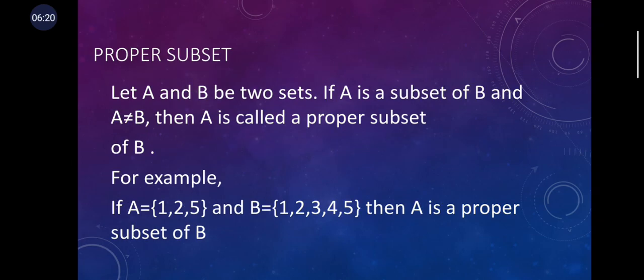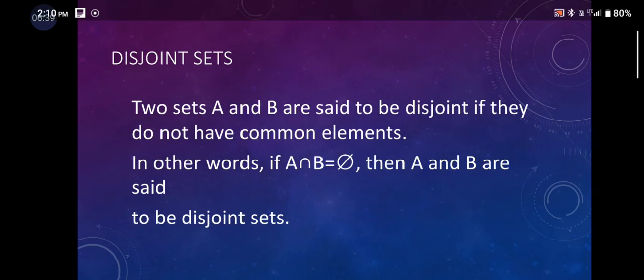Proper subset: let A and B be two sets. If A is a subset of B and A is not equal to B, then A is called a proper subset of B. For example, if A = {1, 2, 3} and B = {1, 2, 3, 4, 5}, then A is a proper subset of B.